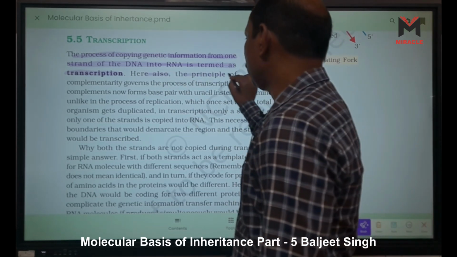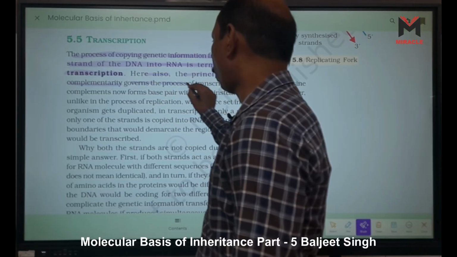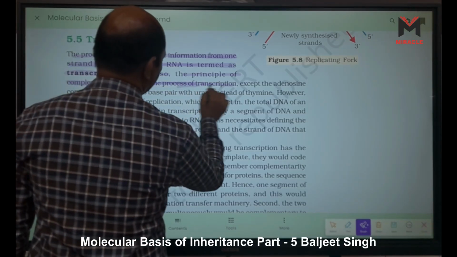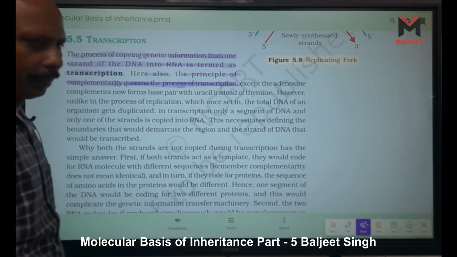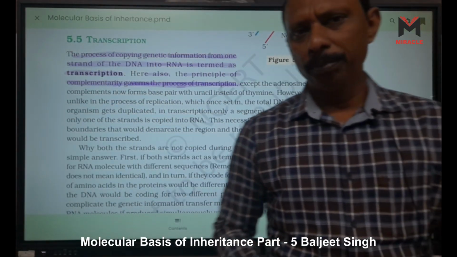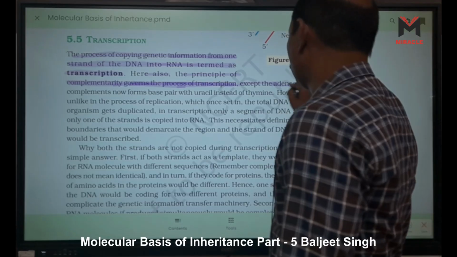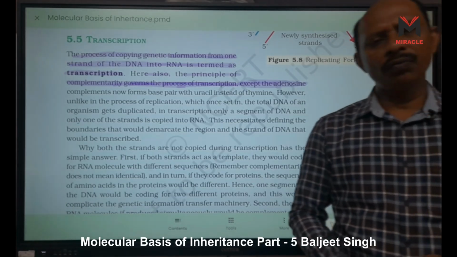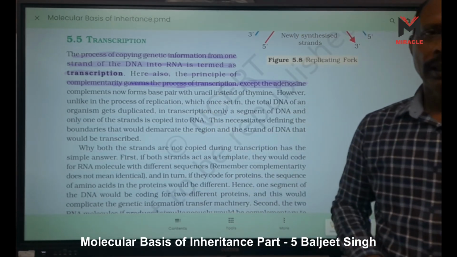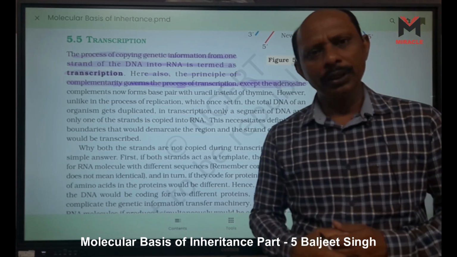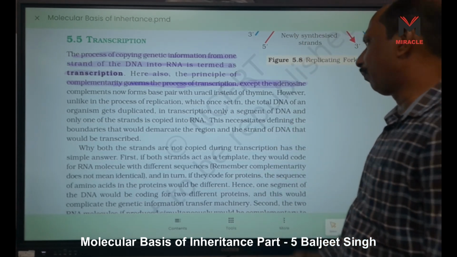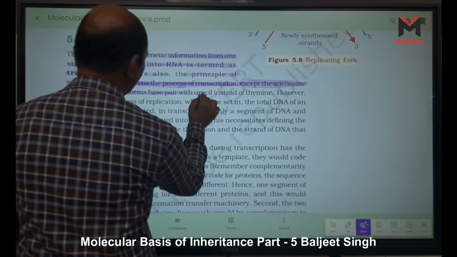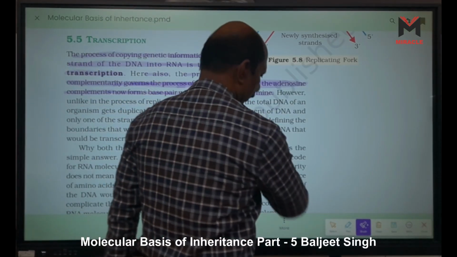Here also, the principle of complementarity governs the process of transcription. This transcription totally depends upon complementarity, which means according to the nitrogen bases. There is one exception, adenosine. Adenosine binds with thymidine in DNA replication. But in RNA, thymine is absent, so here adenosine forms a base pair with uracil instead of thymine.